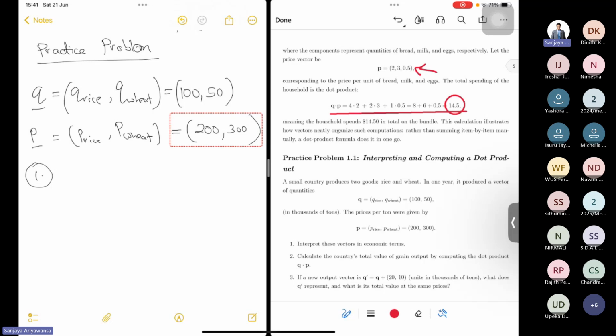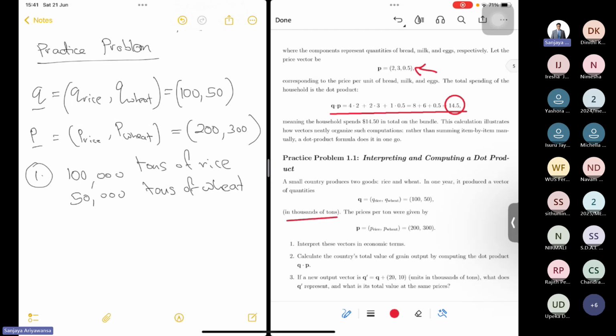Okay, so the first question tells you to interpret these vectors in economic terms. So you have the vector Q, which is the quantity of rice and the quantity of wheat. Simply, you have 100,000 tons of rice and 50,000 tons of wheat. Why am I saying tons? Because look at how it's mentioned here. It says in thousands of tons.